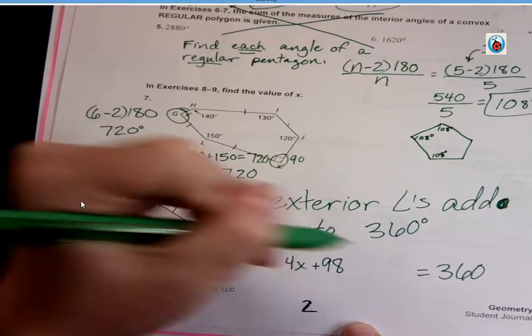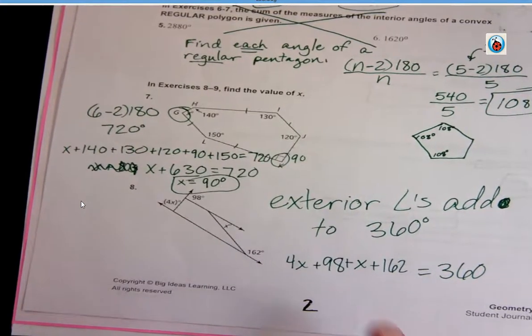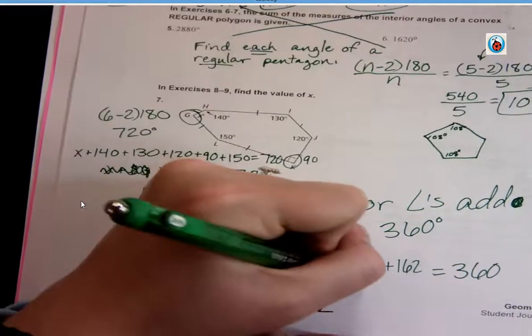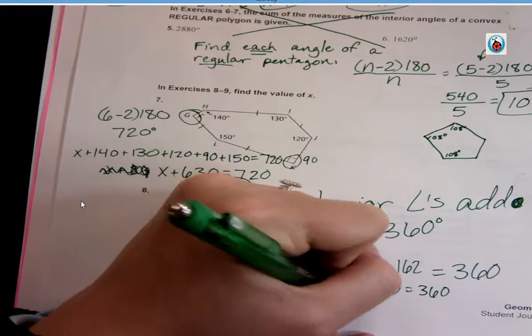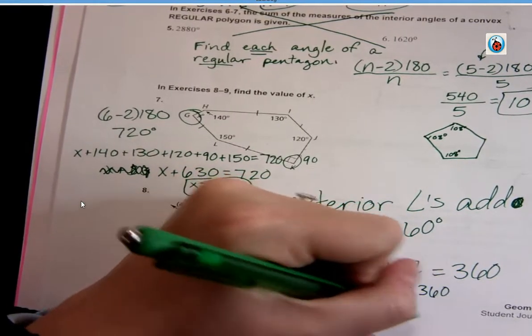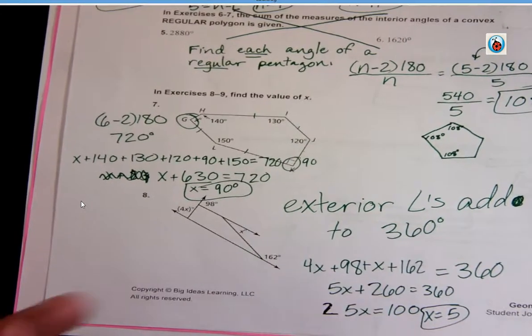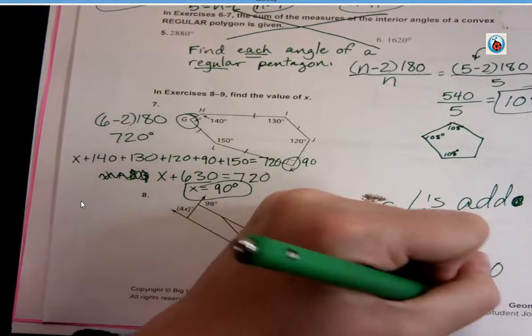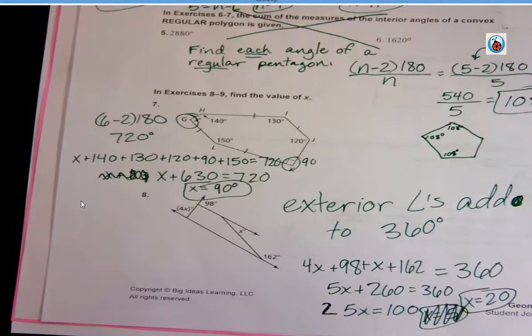4x plus 98 plus x plus 162. And they add up to 360. Then we'll combine like terms. 5x plus 260 equals 360. 5x equals 100. And then, oh, no, that's not right. x equals 20. 100 divided by 5 is not 5. So x equals 20. Alright?